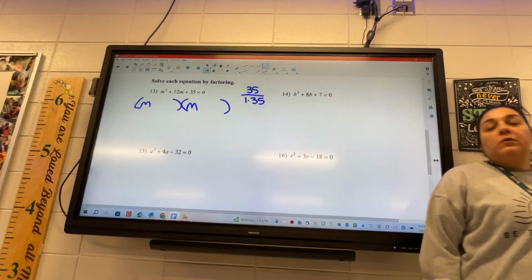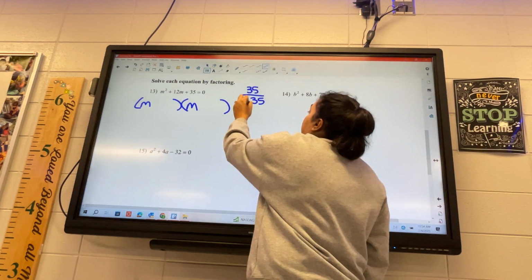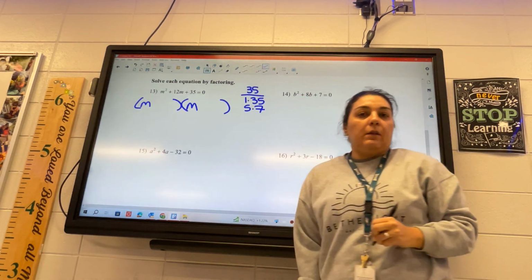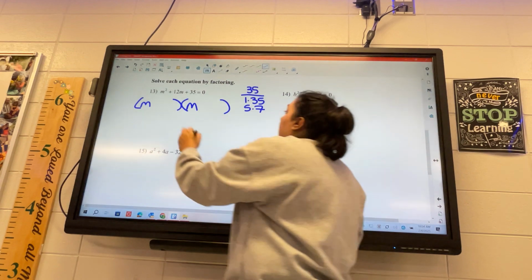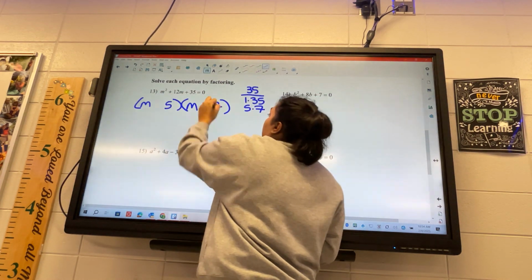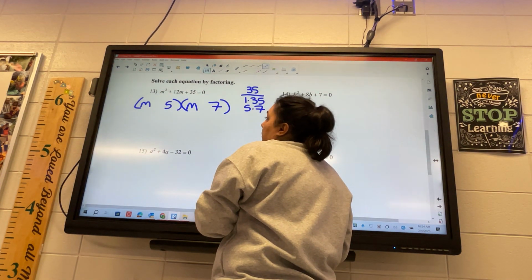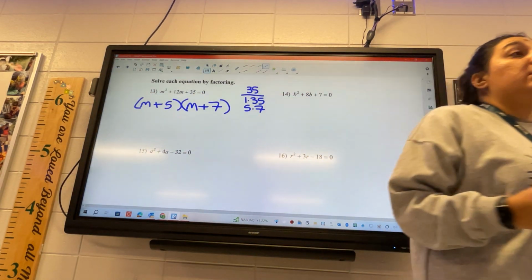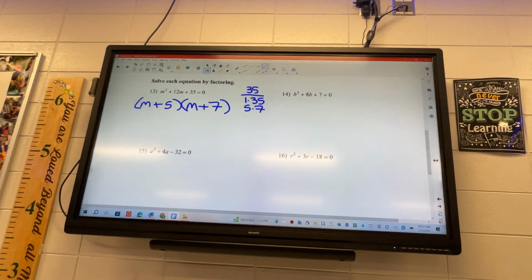5 and 7. Okay, I need something to give me a 12. 5 and 7. Okay, and I need a positive 12. Plus, plus. Okay, so far everything's the same. If you remember, if it says equals 0, we have that extra step.